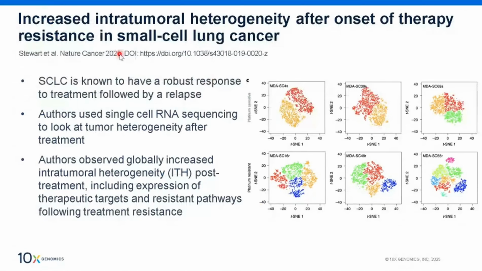Okay. So in this publication by Stewart, working on SCLC, which is small cell lung cancer. SCLC is known to have a robust response to treatment, but when it is followed by a relapse, it suddenly acquires some resistance. Therefore, the author used single cell RNA sequencing to look at the tumor heterogeneity before and after the treatment. He tried to see what the differences are before and after the treatment.